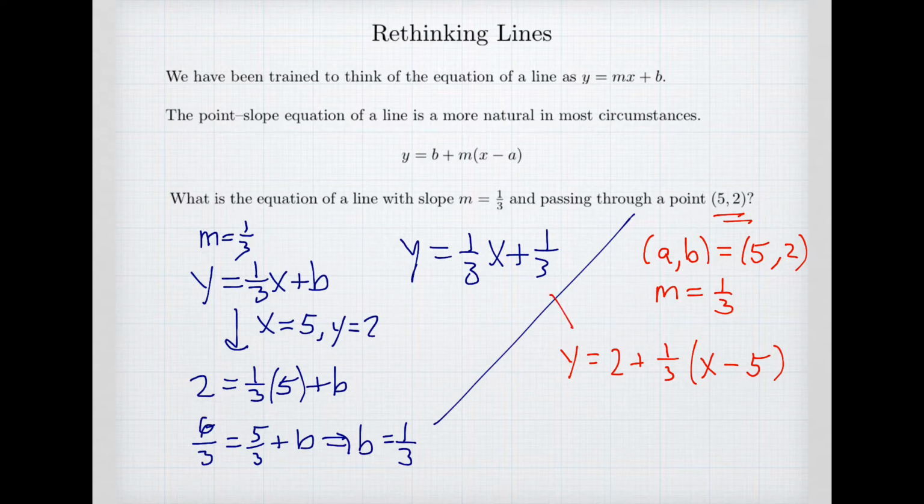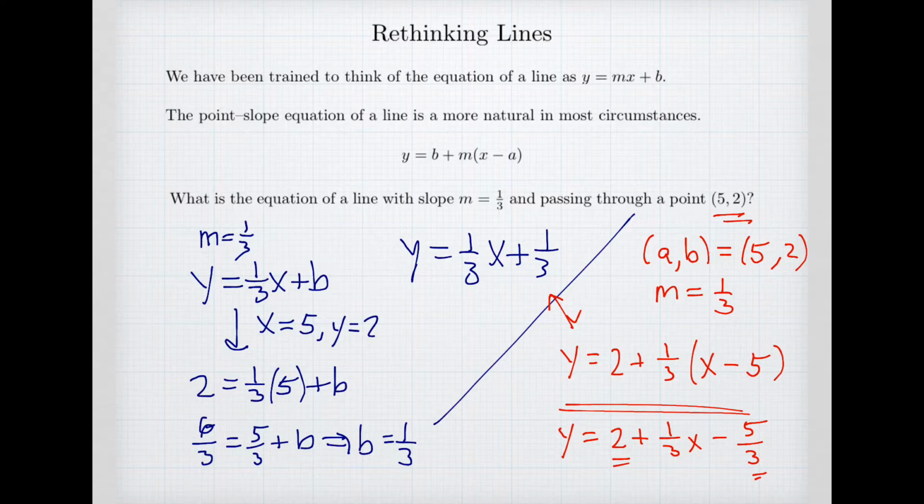So we might want to ask the question, are these really the same? And we can see that the algebra works out. This is the answer, but if I wanted to see if they work out the same, I would distribute that a third. So 2 plus 1/3 x minus 5/3, and just as before, when I combine 2 minus 5/3, I get back the same formula that I had before. So I really like the point slope form of a line, because I don't have to go solve for anything, I just write it down.